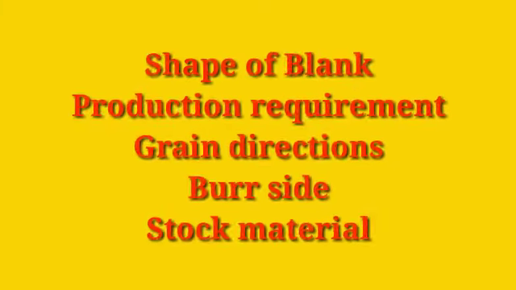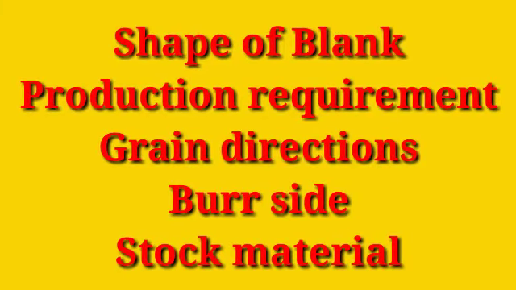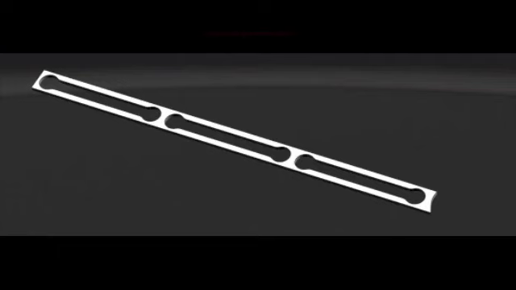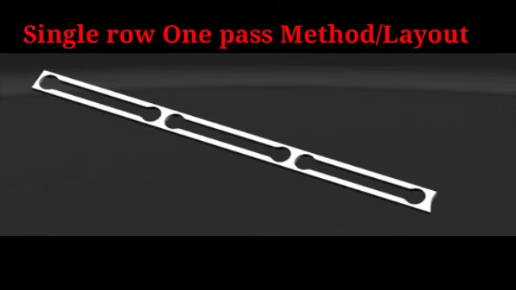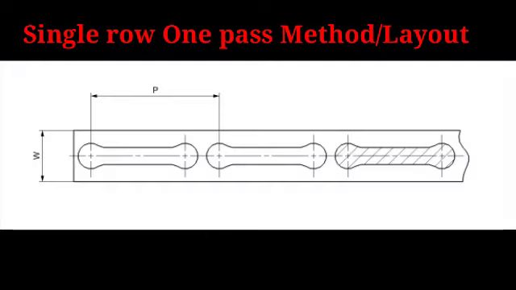How to choose the strip layout method, that is what we are going to see here. In the strip layout, blanks can be positioned in different ways in the strip. The choice of the method depends on factors like the shape of the blank, second, the production requirement, third, the grain direction, fourth, the burr side, and fifth, the stock material. Now we are going to see the single row one pass method, or single row one pass layout.